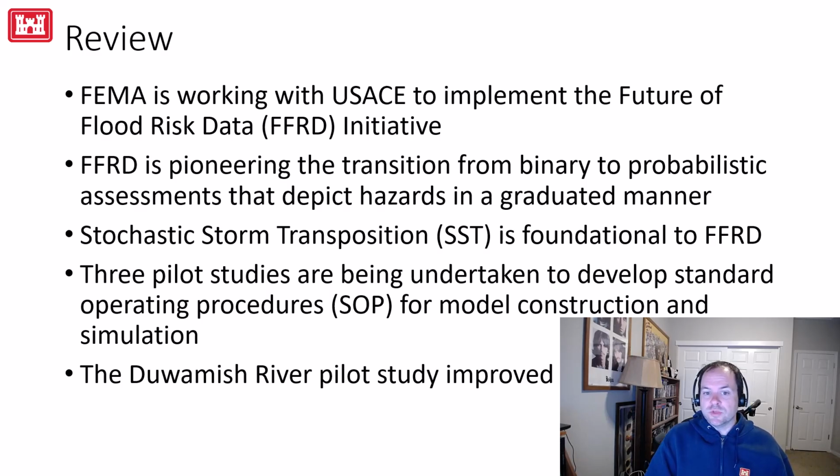3 pilot studies are being undertaken to provide standard operating procedures for model construction and simulation. And I spent a lot of time talking about the Duwamish River pilot study in particular, and showed how this pilot study improved the FFRD SOP and produced graduated estimates of flood hazards and risks.